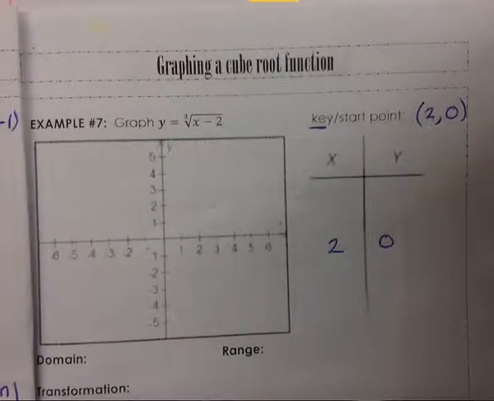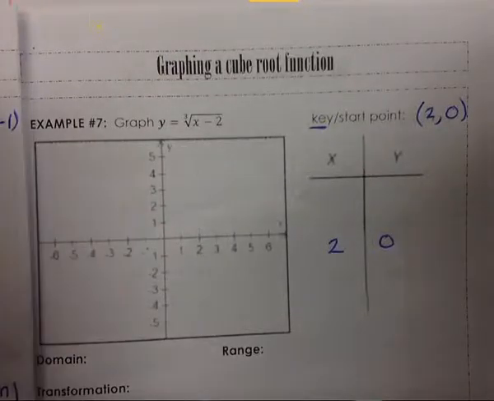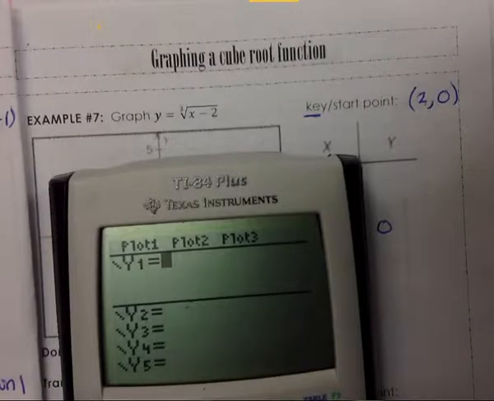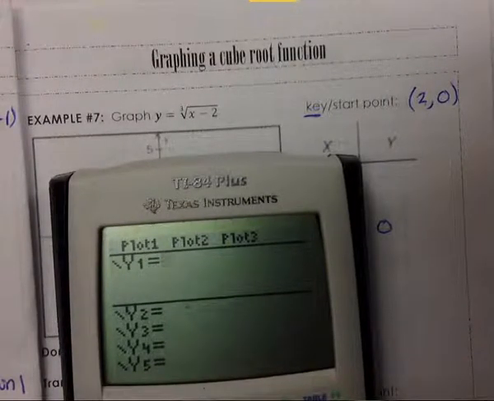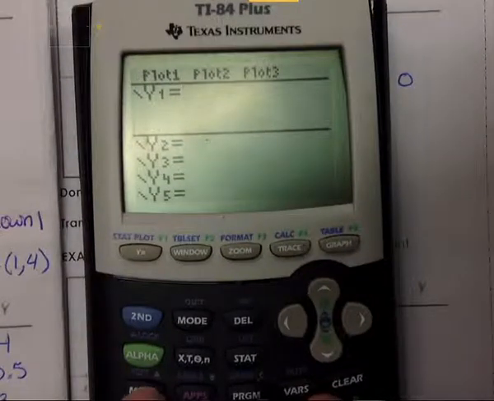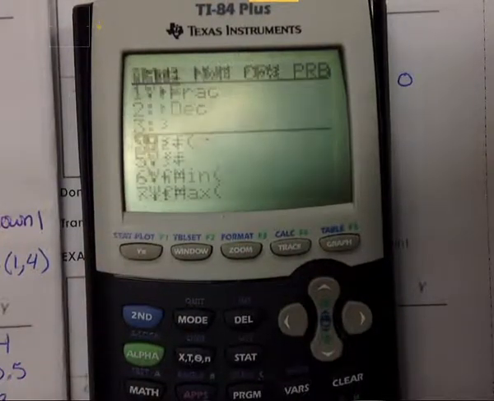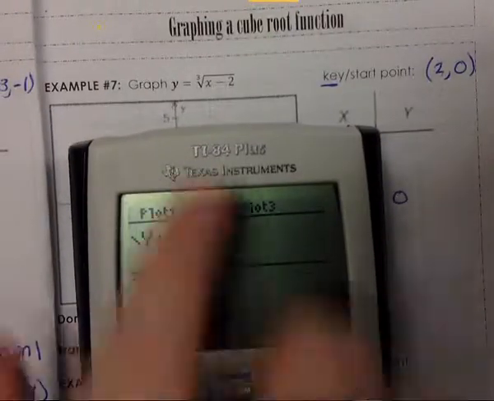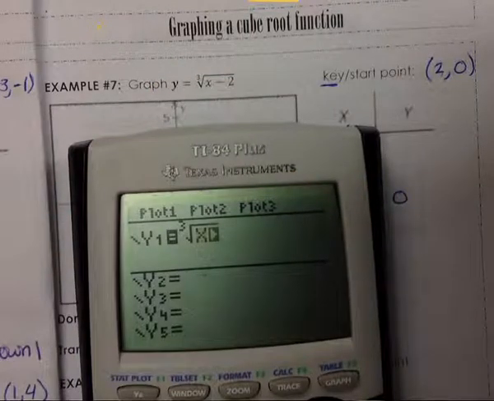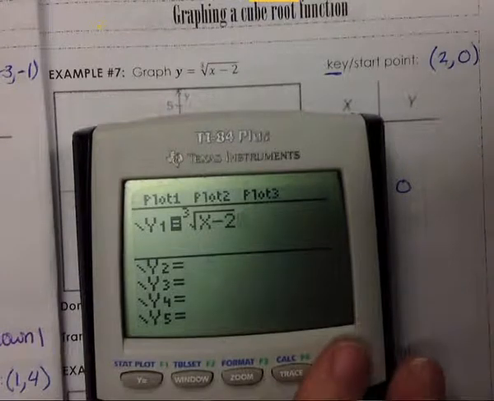We do want to find other coordinates to use. So when we go to our y equals, we want to do cube root. So if we go to our math button, we want the cube root, which was down here on number 4. So the cube root of x minus 2, all of x minus 2 is in there. And then we want to make sure we get out of the radical. So I want to press graph.